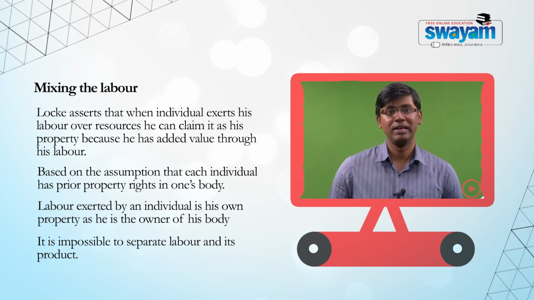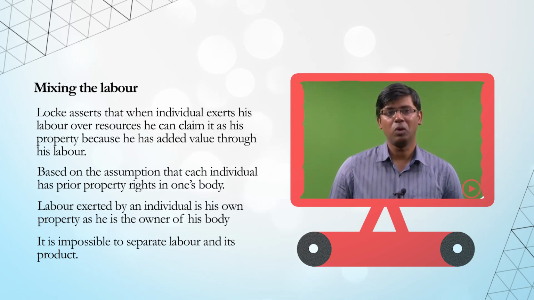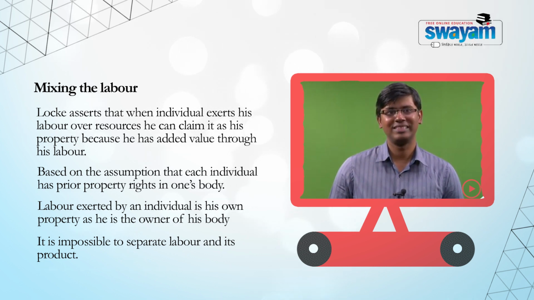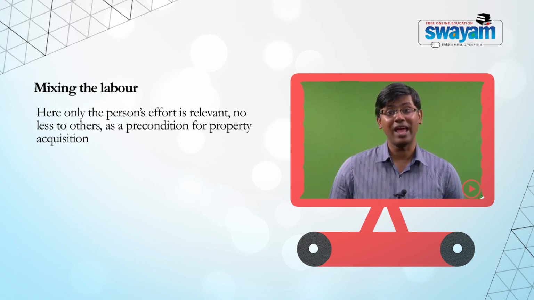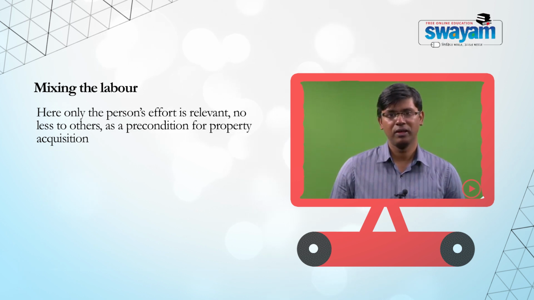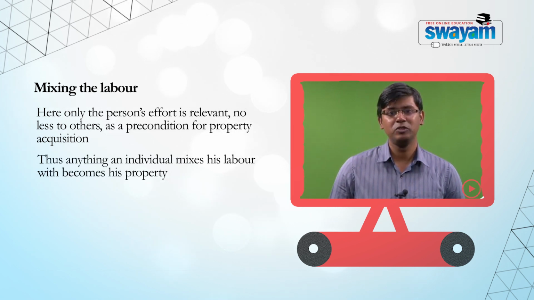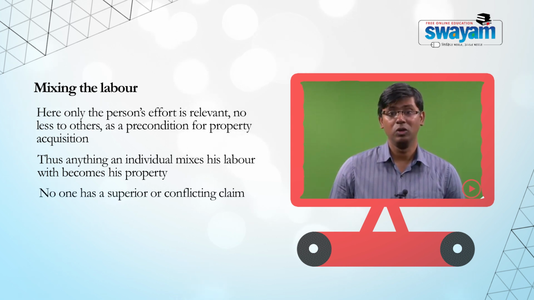It is impossible to separate labor and its product. So once the labor is mixed with something that exists in nature and it is transformed, then it is absolutely difficult to differentiate what existed in nature from what is mixed with labor. Here only the person's effort is relevant, no less to others, as a precondition for property acquisition. So the moment a person mixes his labor in getting something that already exists in nature, he has property rights over it. Thus, anything an individual mixes his labor with becomes his property. No one has a superior or conflicting claim over it.